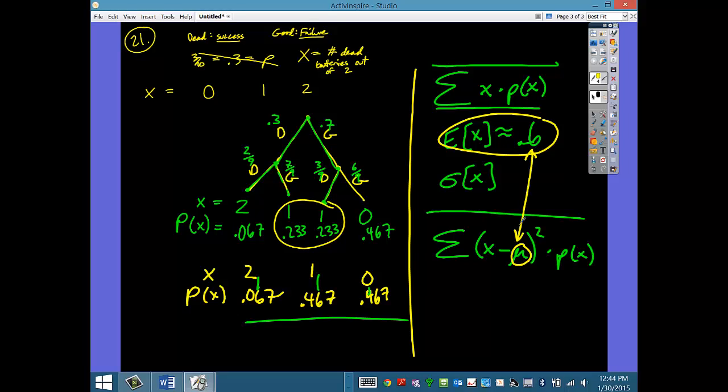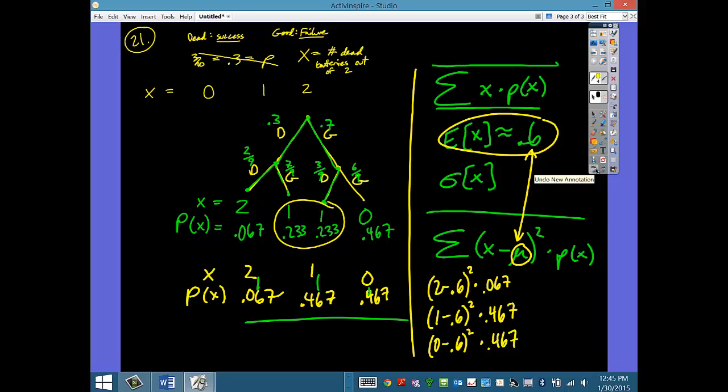So I got to do 2 minus 0.6, square it, multiplied by that. I'm going to write this out. I'm going to do 2 minus 0.6 squared times 0.067. I'm going to do 1 minus 0.6, the quantity squared, times 0.467. And I'm going to do 0 minus 0.6 squared times 0.467. Then I'm going to add them up as per this sigma. So let me do that really quick and see if you get the same thing that I do.